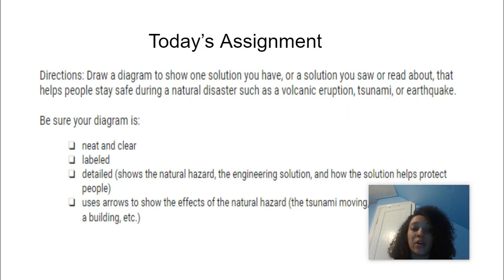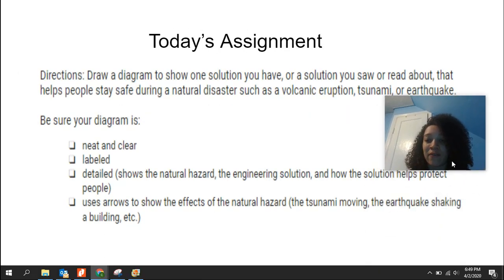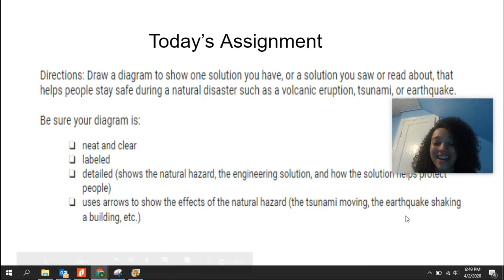So what we're going to be doing today, hold up, let me move my face up a little bit. Okay, so we're going to be drawing a diagram to show one solution. You're only going to pick an earthquake, tsunami, or a volcanic eruption. Only one, right? Of those three. And your solution is one that we either saw in the video that we talked about or that you have been researching. We're going to figure out a solution of how people stay safe during natural disasters.